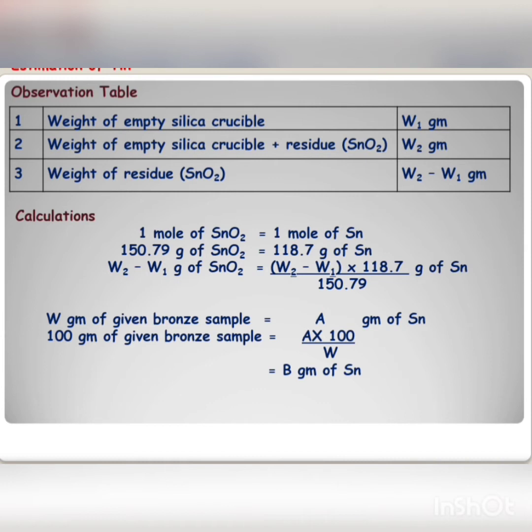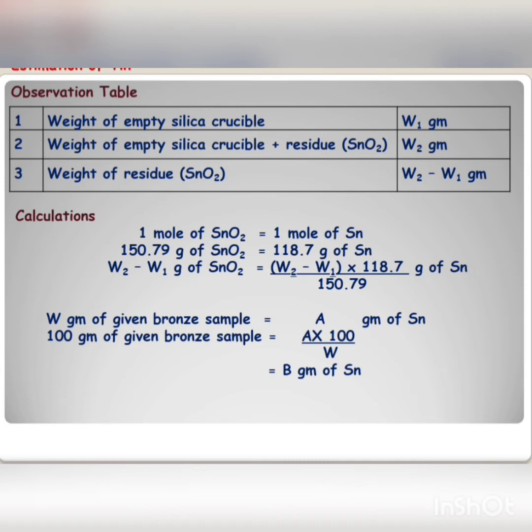Now here I have shown the observation tables which can be written for tin. First we will discuss how to calculate tin percentage from the bronze alloy. Here I have written the observation table. W1 is the empty weight of the crucible, and W2 is the weight of the crucible plus residue. Here the residue is stannic oxide, SnO2, and the weight of the residue we can calculate by subtracting W1 from W2. Now we don't want O2, we want only Sn, so we will use the relation: 1 mole of SnO2 corresponds to 1 mole of Sn.